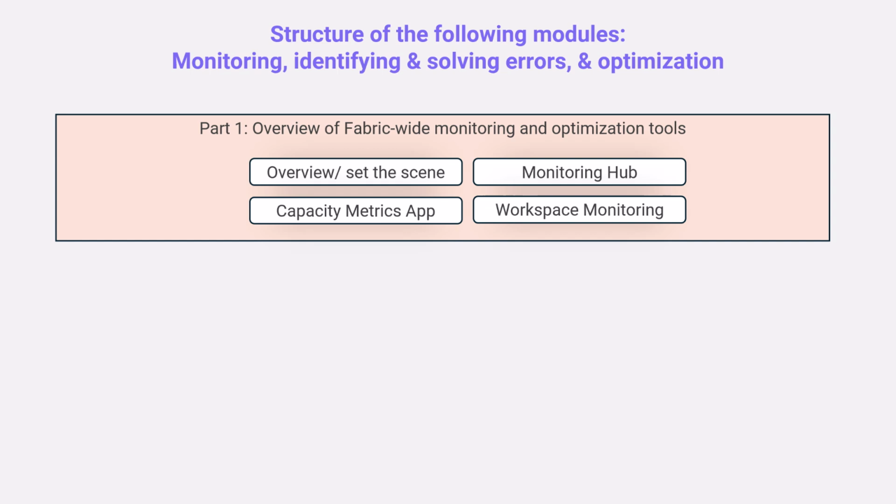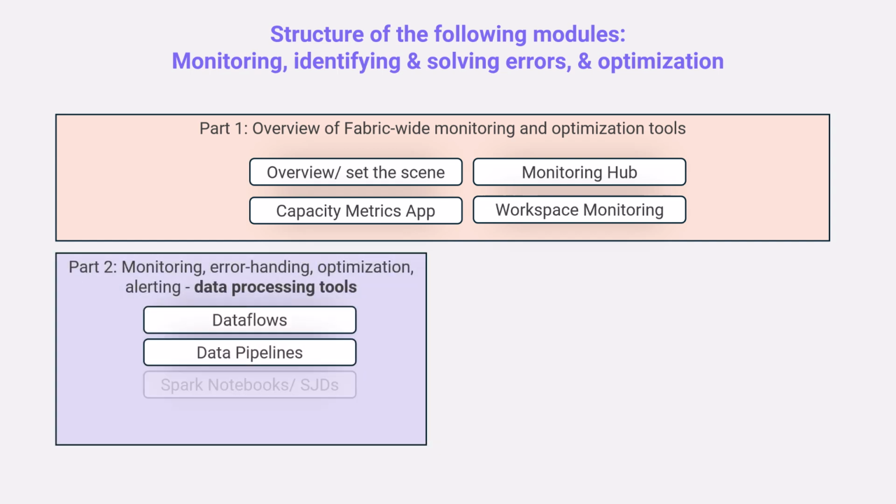So in part 1, we'll be going through Fabric-wide monitoring and optimization tools. These are tools that you'll use across lots of different experiences within Fabric. I'm talking about the Monitoring Hub, the Capacity Metrics app, and the Workspace Monitoring feature, which is a new feature that they've just released. It probably won't be in the DP-700 exam, but I think it's going to be an important part of Fabric monitoring going forward, so I wanted to cover it.